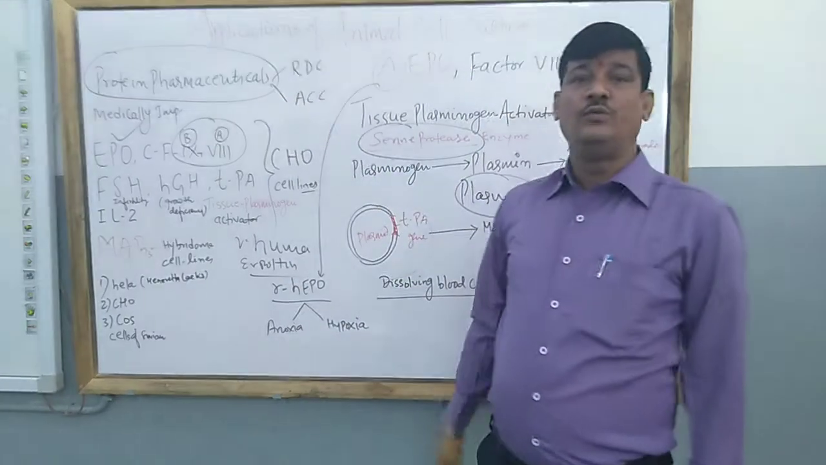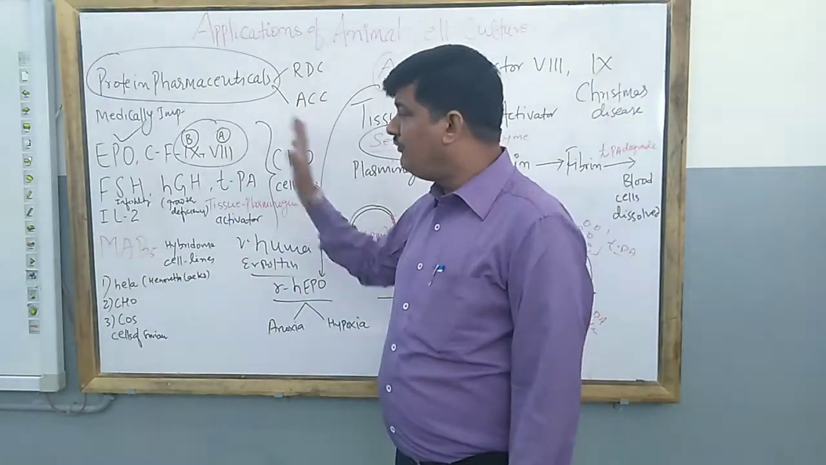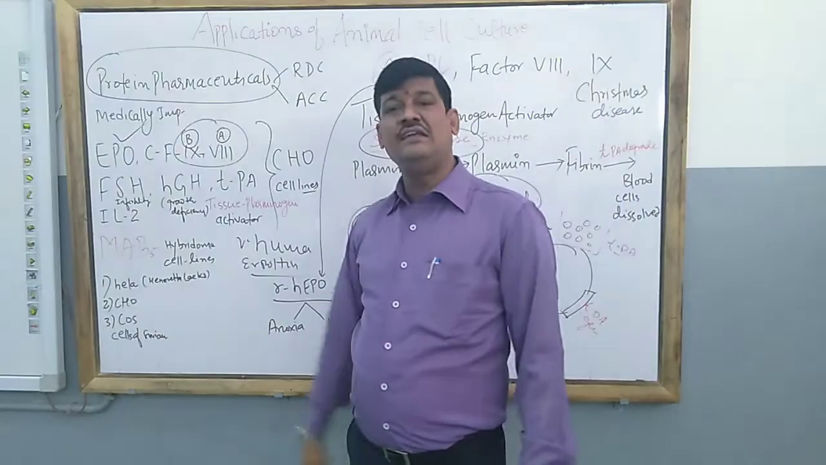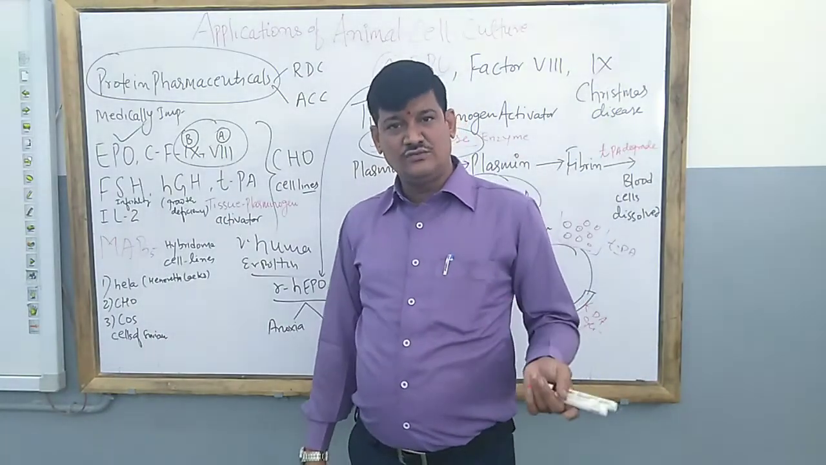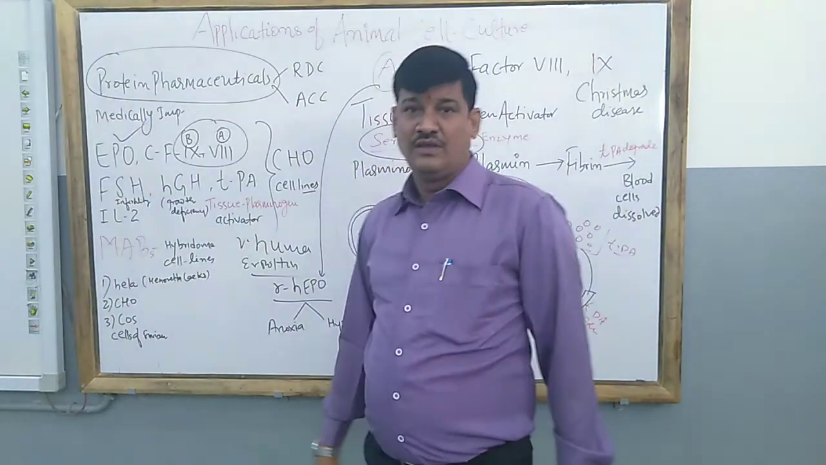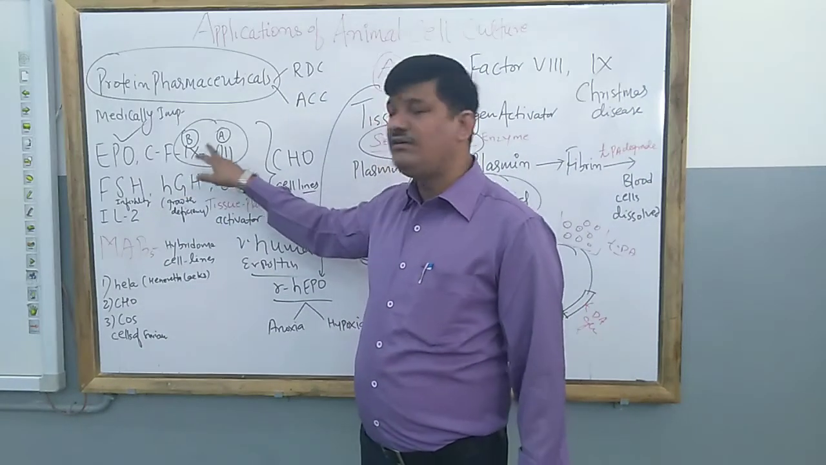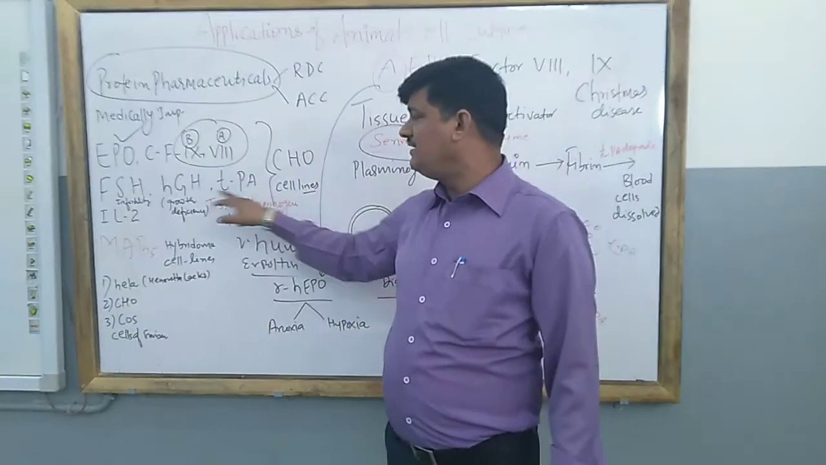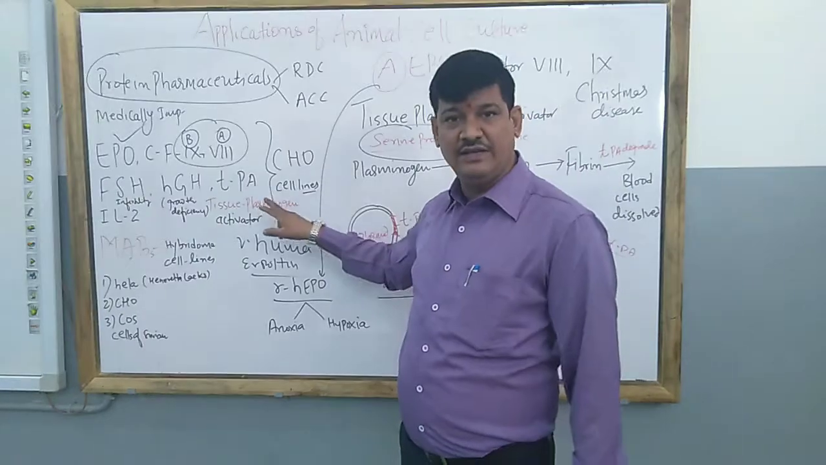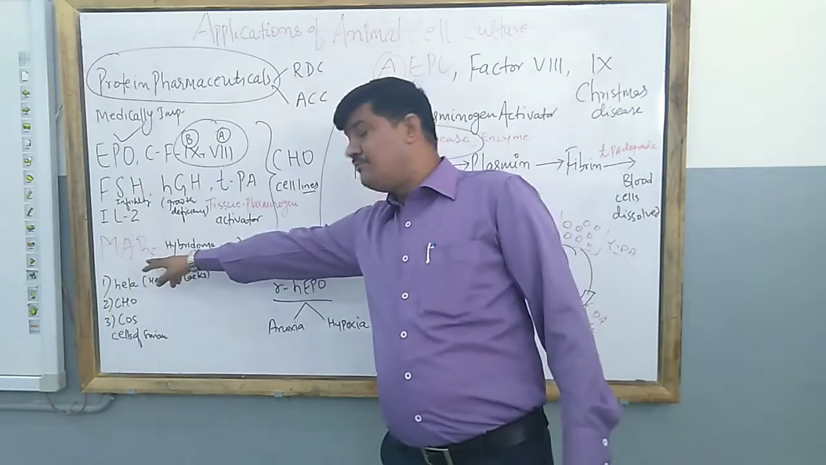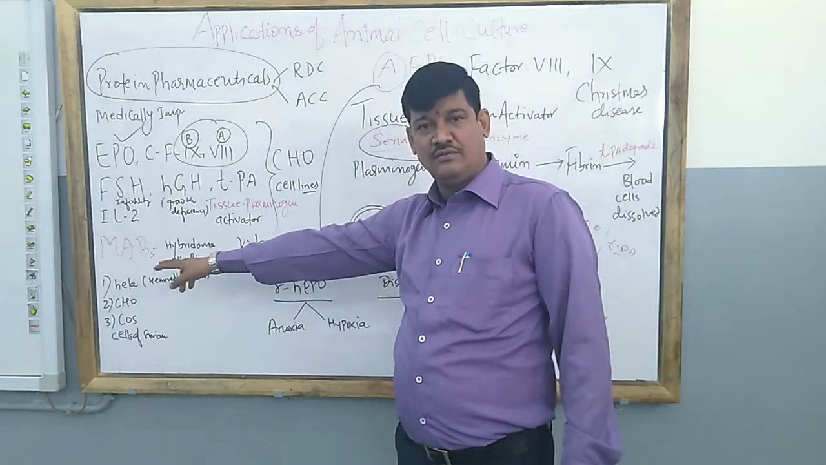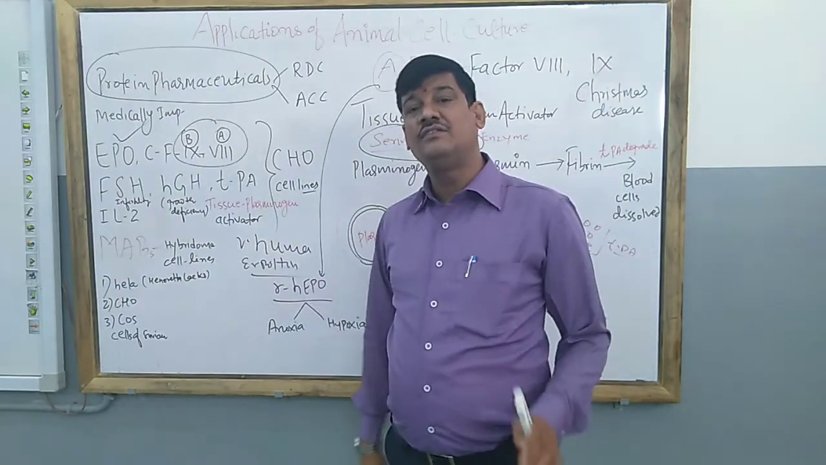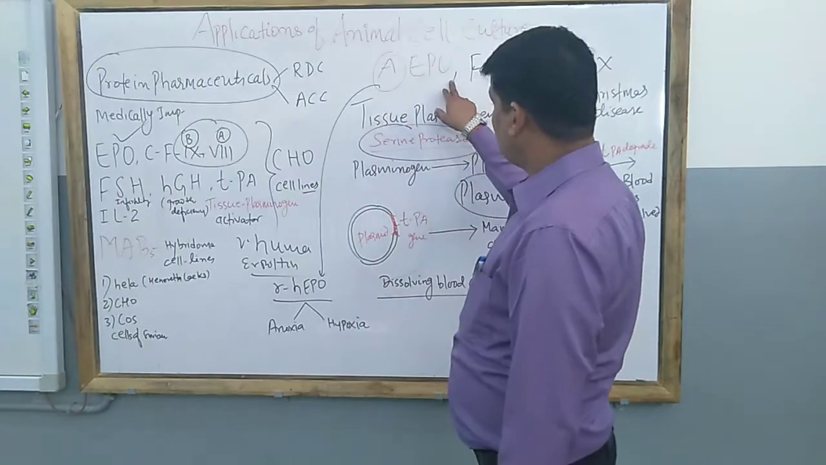So once again, these animal cell cultures are used in the treatment of various kinds of diseases, which is protein pharma based, and we are taking a number of cell lines. The cell lines are HeLa, CHO, and COS cell lines, and EPO, clotting factor 9, clotting factor 8, FSH, HGH, TPA, IL-2, etc. Here we are using the CHO cell lines, but for MABs, monoclonal antibodies, which are anti-cancer drugs, we are applying the hybridoma cell lines. And I just told you about that.